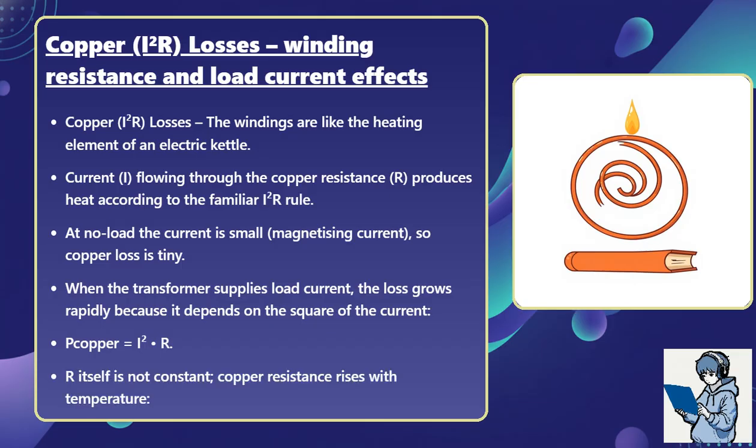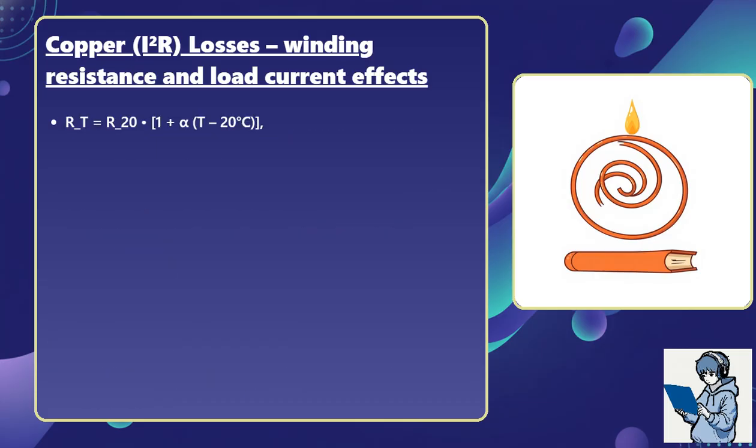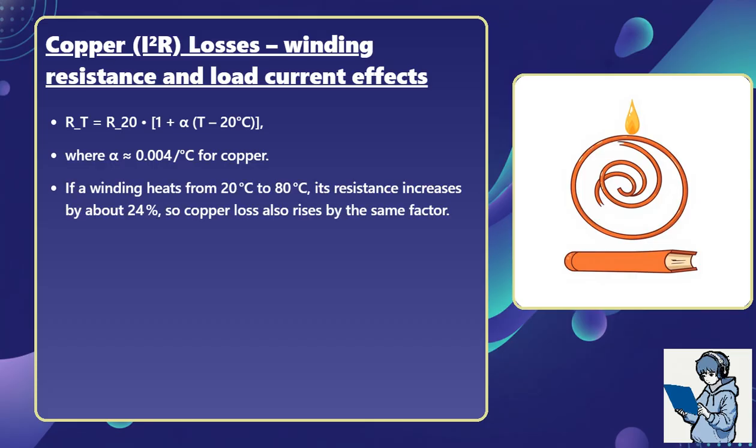R itself is not constant. Copper resistance rises with temperature. R_T equals R_20 times open bracket 1 plus alpha open bracket T minus 20 degrees Celsius close bracket close bracket, where alpha is approximately 0.004 per degree Celsius for copper. If a winding heats from 20 degrees Celsius to 80 degrees Celsius, its resistance increases by about 24%, so copper loss also rises by the same factor.